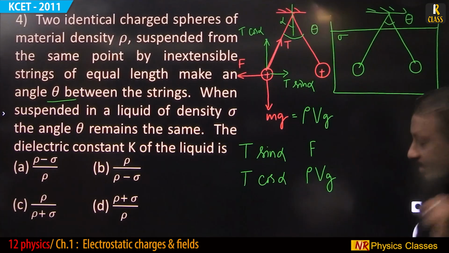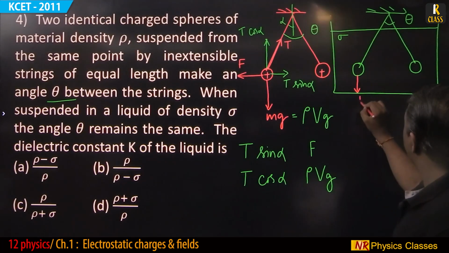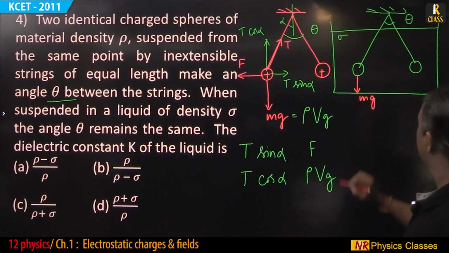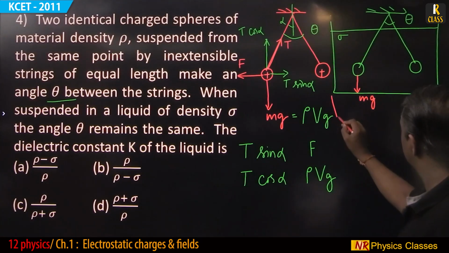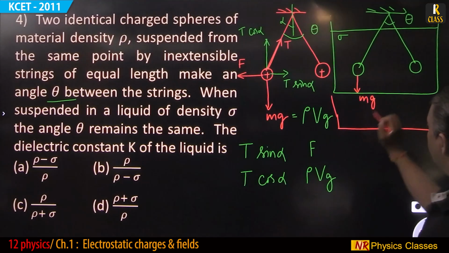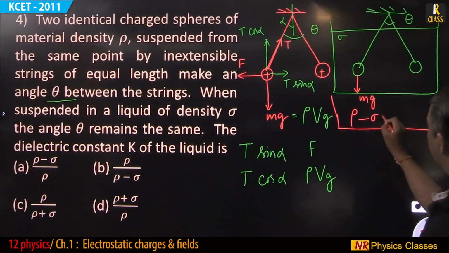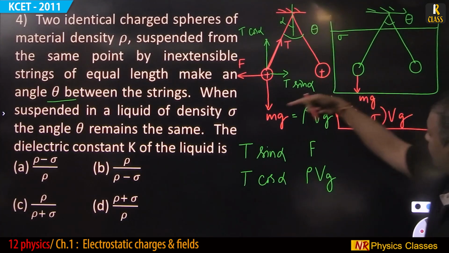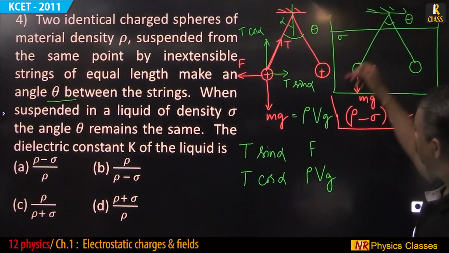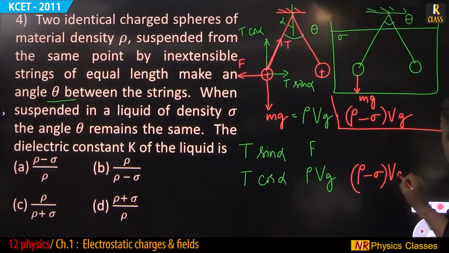Now let me identify forces. This is m into g. This m into g is density of the object minus density of the liquid into volume into g, and this mg is balanced by T cos alpha. So T cos alpha is rho minus sigma, the relative density, times volume into g.